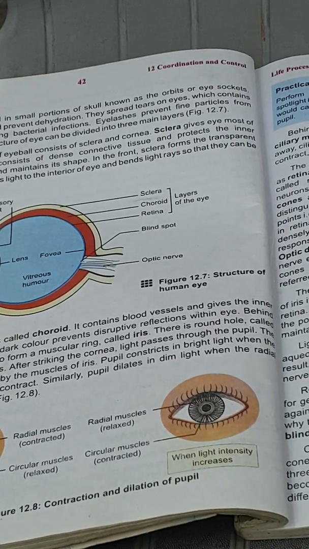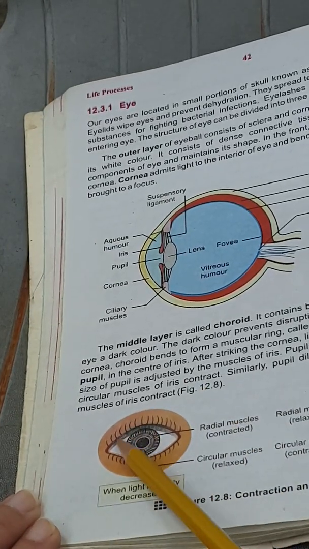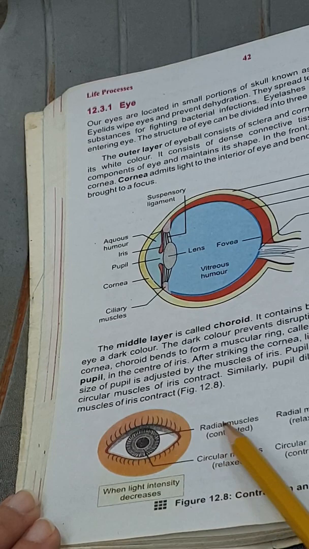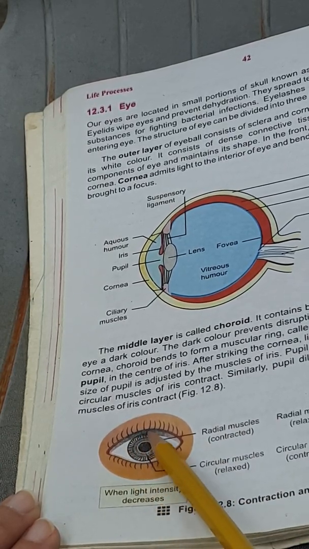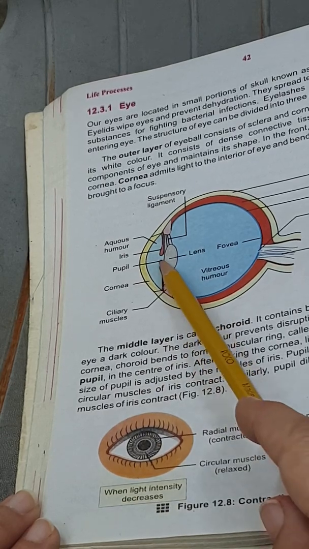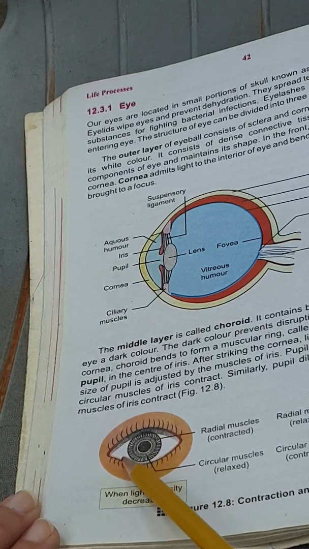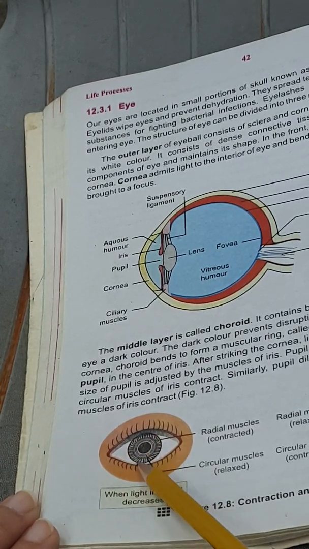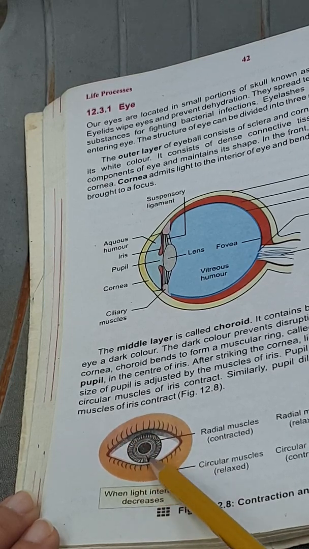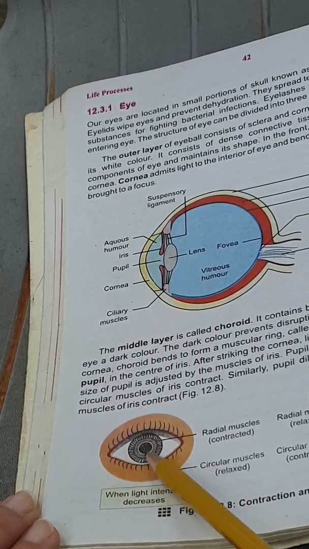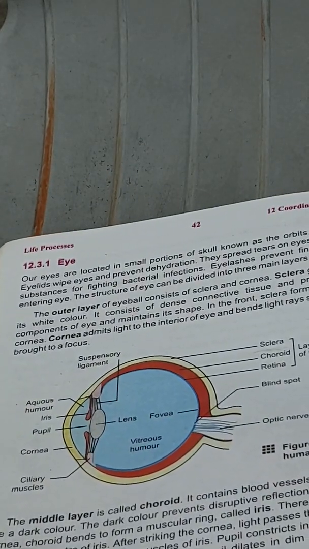And when the light intensity is less, the radial muscles contract and the circular muscle relaxes, and the pupil, the window between the two parts of the iris, becomes large to see the objects clearly. So in dim light the pupil becomes large, and in intense light the pupil becomes small. So this is the function of the second layer, which is the choroid.